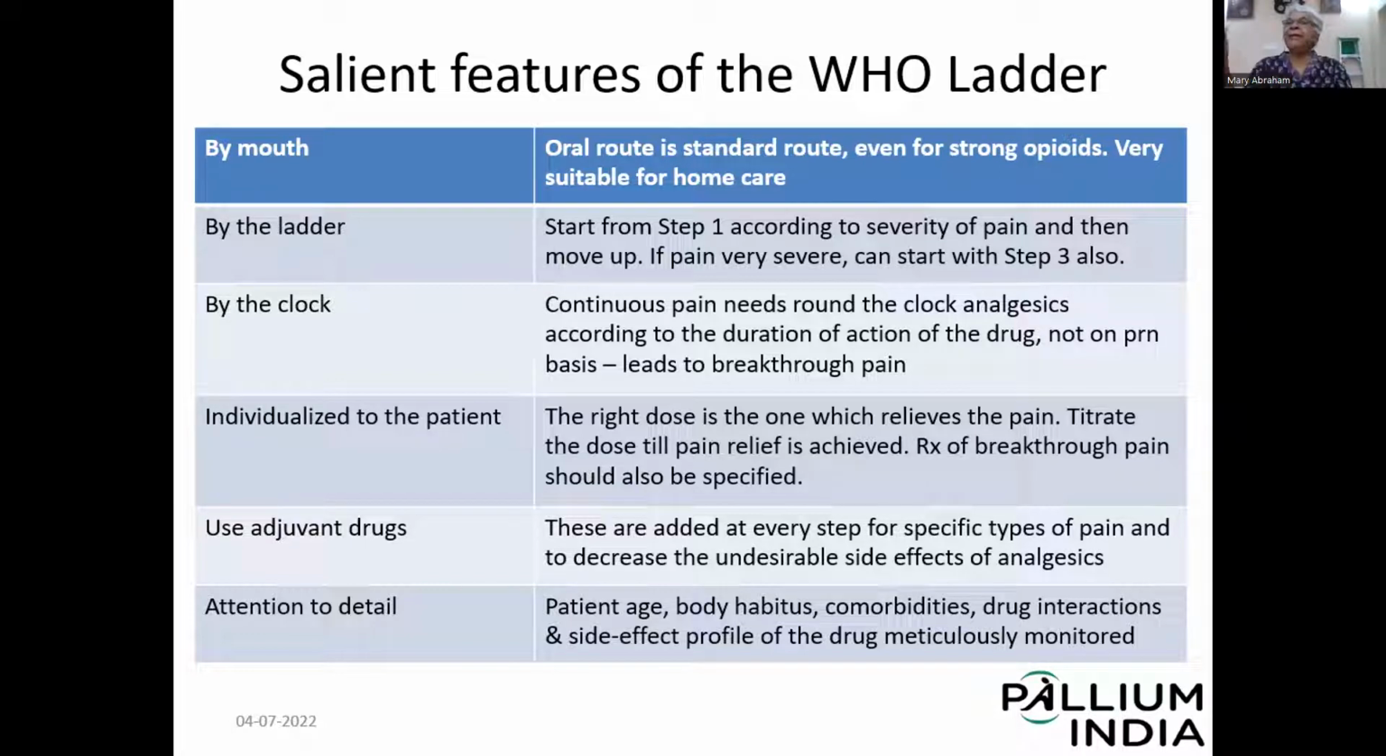Also tell them what happens if, in between the doses, you get pain. What do you do? That is breakthrough pain. How do you treat it? All these have to be specifically explained to the patient.